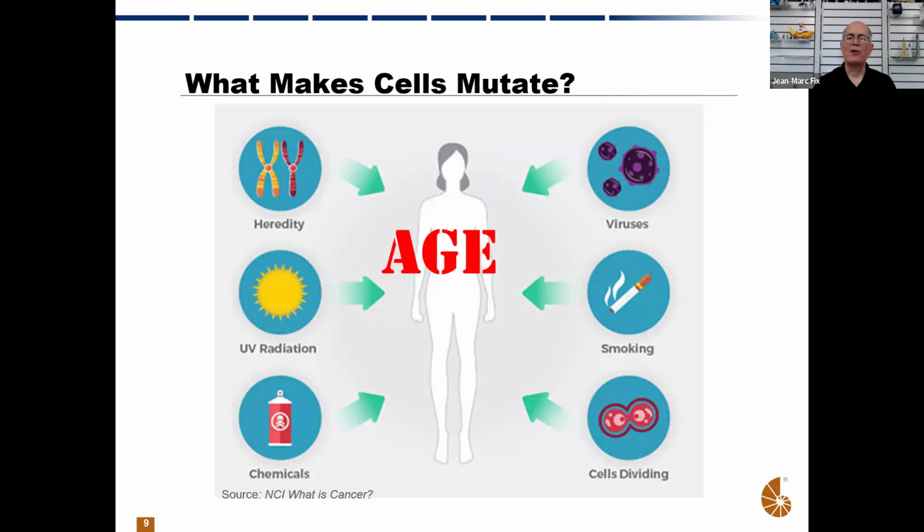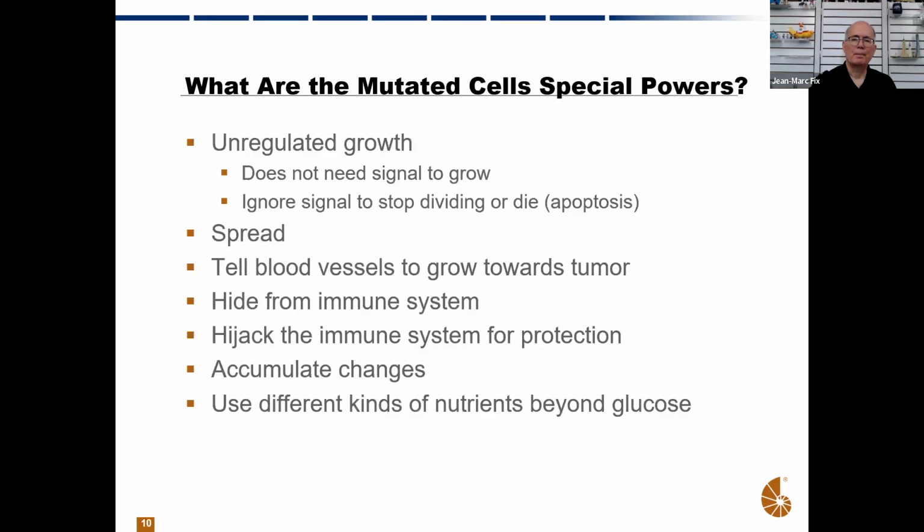And I mentioned some of the factors that affect them. Heredity can create some weaknesses in your genes. UV radiation, chemicals, viruses, and smoking will create some problems. And cell division can go wrong. The repair mechanisms we just discussed may not work as well as they used to, and that will introduce possible mutations in your body. So what are the mutated cells' special powers?